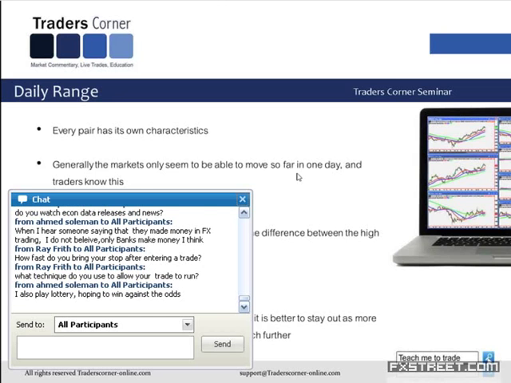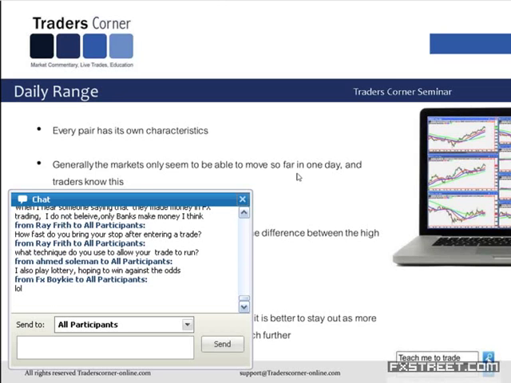You play the lottery. Fair enough. Well, I can tell you, you've got much better odds in the FX markets than you do playing the lottery. But that's a good one. I like that.